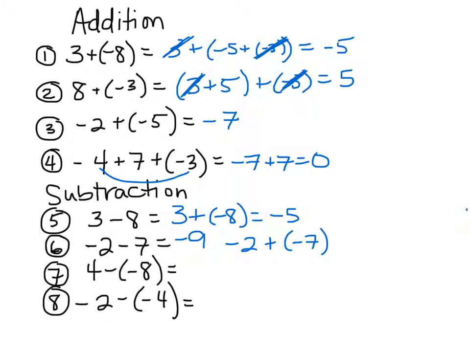4 minus -8 is the same thing as saying 4 plus +8. So that's subtracting a negative. You know, it's like a double negative in English. If you're not sure what that is, make sure you ask. -2 minus -4. So we keep, switch, and that comes out to +2.